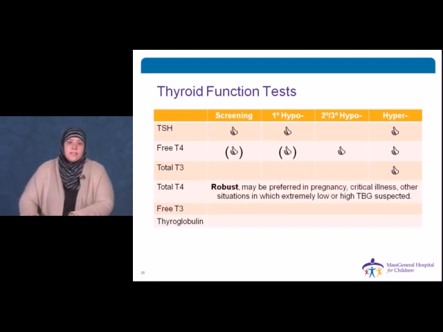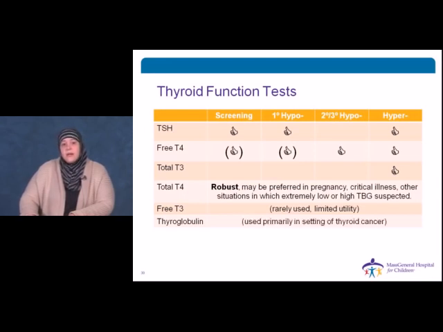Total T4, as I said, is a robust assay, and it may actually be preferred in pregnancy, critical illness, or other situations where you really expect that you have maybe extremely low or high thyroid binding globulin. But otherwise, we tend to rely on the free T4. Free T3 is rarely used and really has limited utility. You probably won't find yourself sending this. And thyroglobulin is another test that's available, but is used primarily in the setting of either diagnosing or especially surveilling thyroid cancer. So again, this is not a test that we use very often.